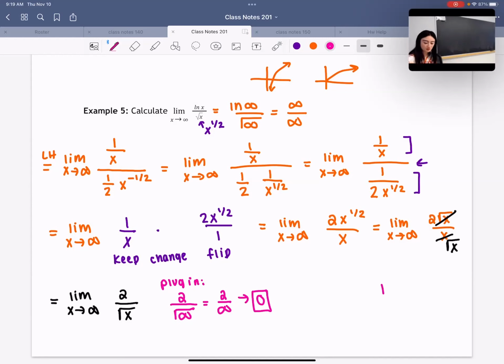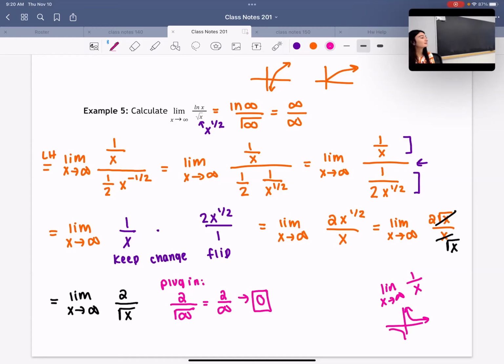Yeah, so the limit as x goes to infinity of any fraction, so 1 over x, 1 over x squared, 1 over the square root of x, something like that is going to go to 0, okay? You can even think of it as the graph of 1 over x kind of looks like this. That's going to 0 as we plug in really big numbers. All right, any questions on example number 5?